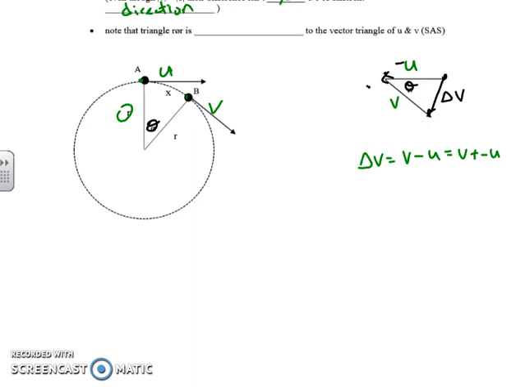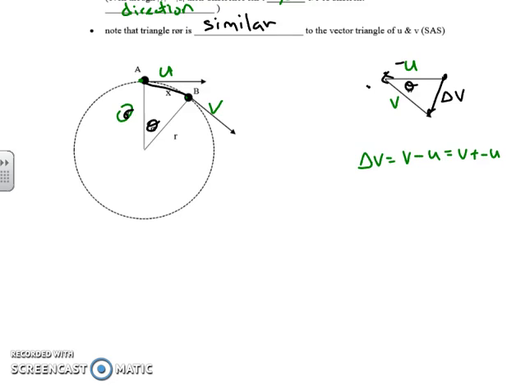This is an important thing about geometry. If I look at this triangle right here, so I'm going to draw a triangle. I have r, theta, r, right? I want you to notice that that has to be similar to my vector triangle of u, theta, v. And that's really the crux to this derivation.